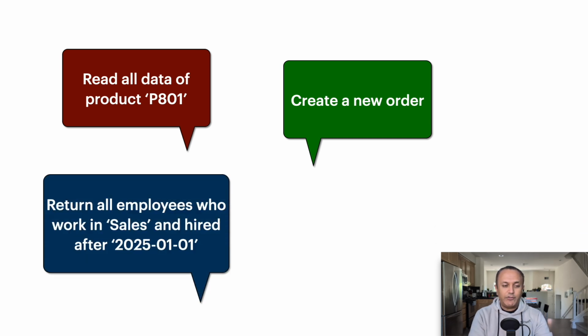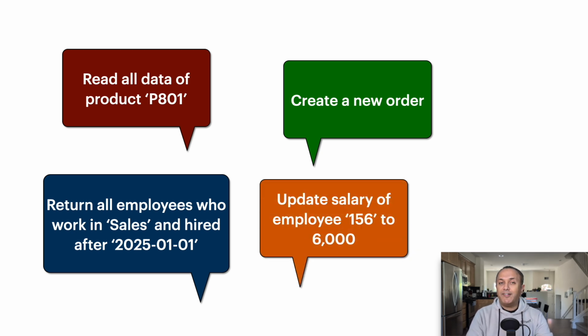You might want to have an operation that says, hey, return all the employees that satisfy these filters. They all work in the sales department and were hired after this date. So again, you want to read all the employee information that satisfies these filters. So it makes sense that this information is stored together so that it's easier and more efficient to retrieve it. Or you might want to update the salary of some employee, of this ID, to 6,000 or something like that.